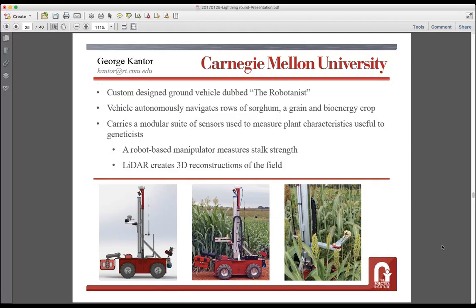With that, a lot of publications there for you. If there are any questions, give me a call or send me an email. Thank you, Manoj. Someone from Carnegie Mellon presenting on behalf of George.